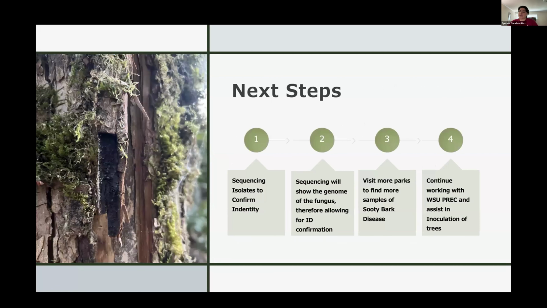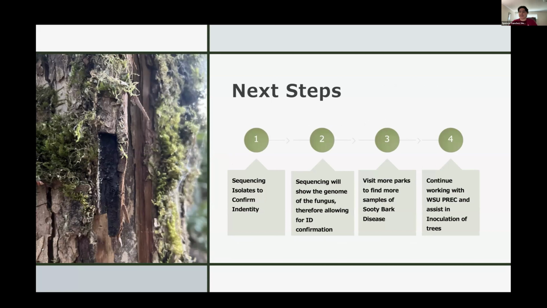And so the next steps for this project will be sequencing the secondary isolates that we got, just to confirm the identity. Unfortunately, we weren't able to sequence before the presentations, but the good thing is we do have a good amount of data to show from these plates, and we will be able to move forward with sequencing. The sequencing will help to show us the genome of the fungus and allow us to 100% identify what is growing on these plates.